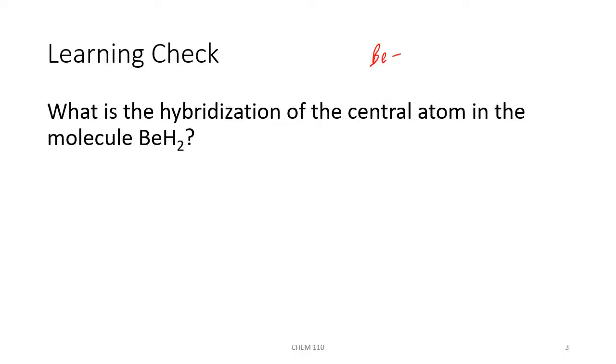First, let's draw the Lewis structure. BeH2 is a linear molecule in the form of AX2, where there's two bonding domains around our central atom. Our central atom has no lone pairs of electrons on it. Therefore, this is a linear shaped molecule. The bond angles, the H-Be-H bond angles, are going to be 180 degrees apart because it'll lie in a straight line.